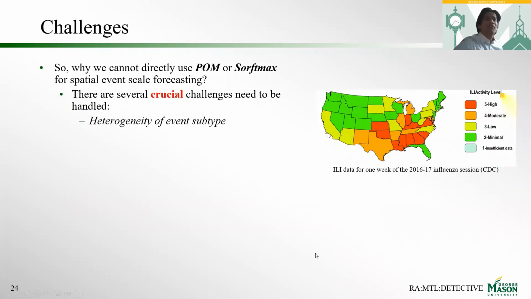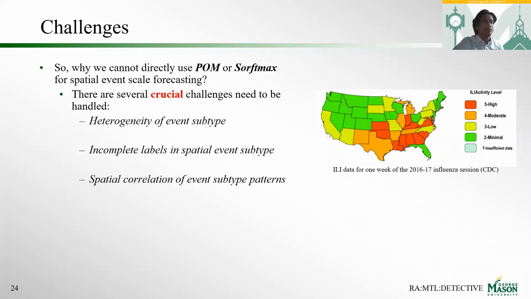First of all, heterogeneity of event subtypes. These event subtypes have heterogeneity. Then also incomplete levels in spatial event subtypes. And another reason is the spatial correlation of event subtype patterns. I'm going to describe these three challenges right now.